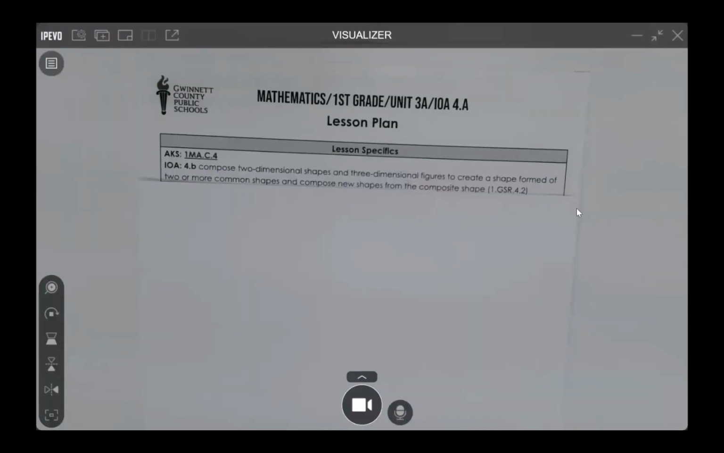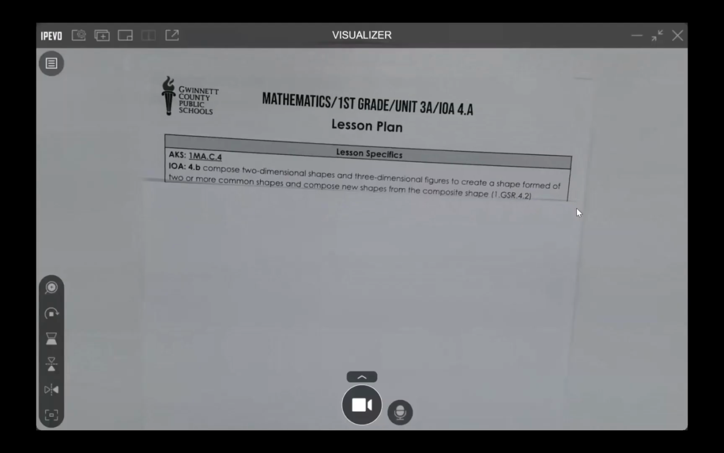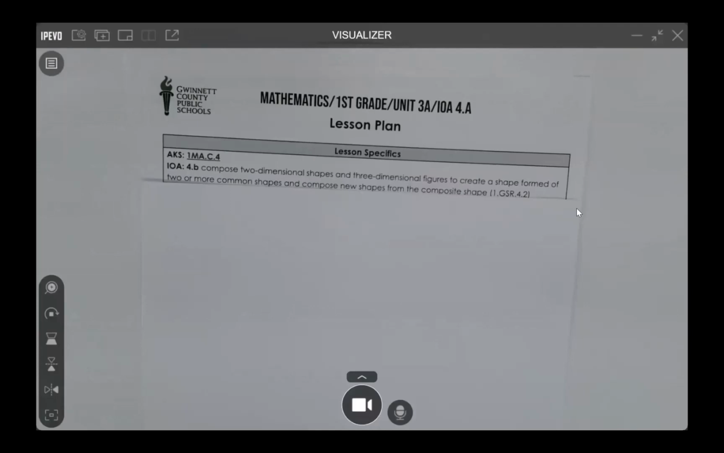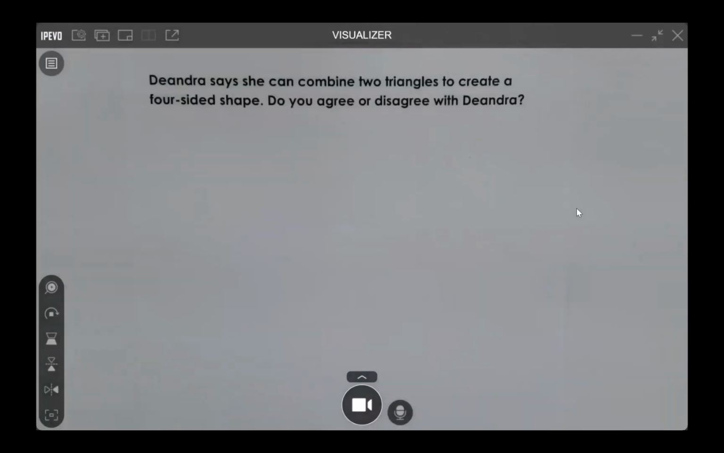The first strategy we're going to be looking at today is for IOA 4B. We're going to compose two-dimensional shapes and three-dimensional figures to create a shape formed of two or more common shapes and compose new shapes from the composite shape. This is what a lesson might look and sound like for this IOA.